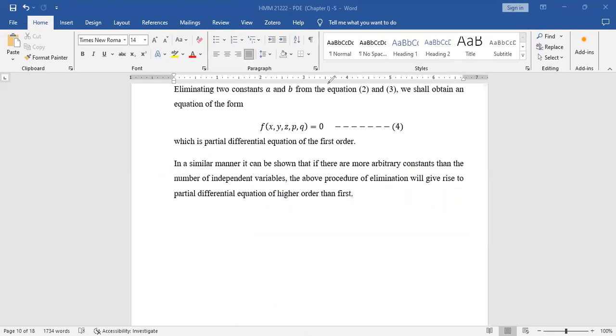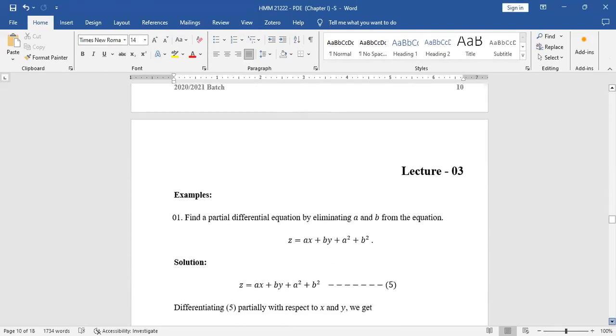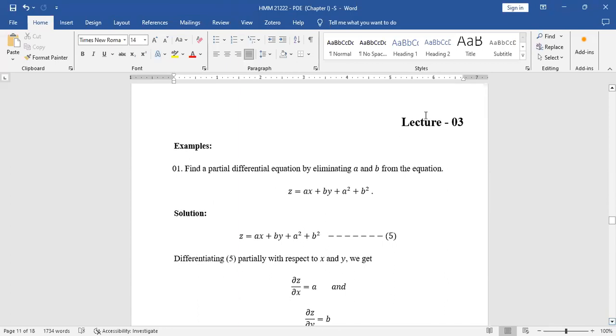Okay, I'll erase this part. Let's do some examples and you will understand it better. Okay, this is our third lecture starting now. So let's begin to do some examples. I have put the examples in your notes. If not, please write down this example.